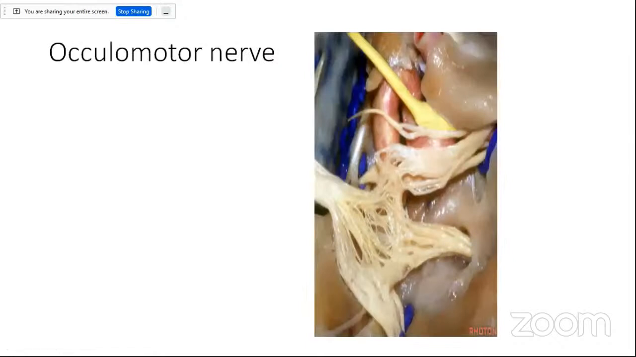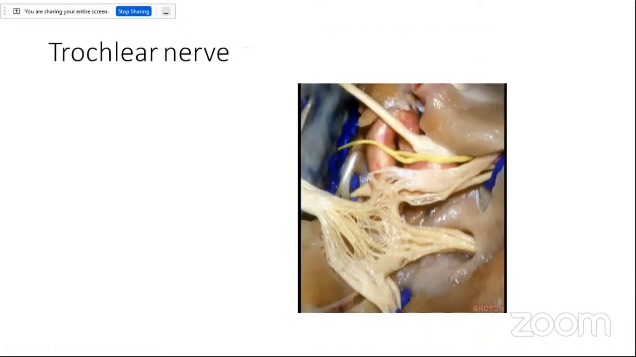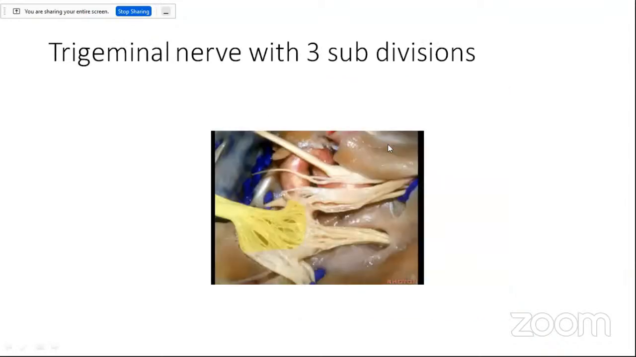Now, there are important relationships of the adjacent nerves. The cavernous sinus houses the cavernous segment of the ICA along with various nerves that are in relation. This is the oculomotor nerve passing through the lateral aspect of the cavernous segment of the ICA. This you can see is the trochlear nerve. This is the trigeminal nerve along with its three divisions, the ophthalmic, maxillary, and the mandibular. So this is also in relation to the cavernous segment of the ICA.